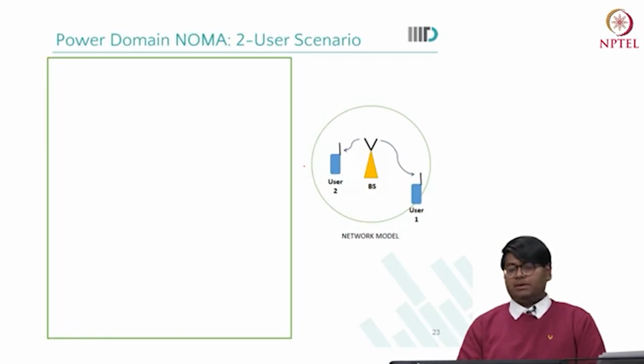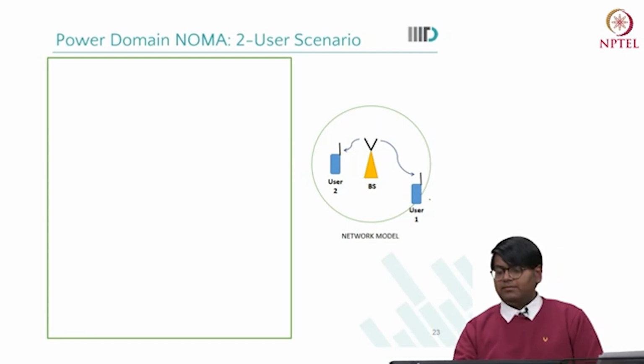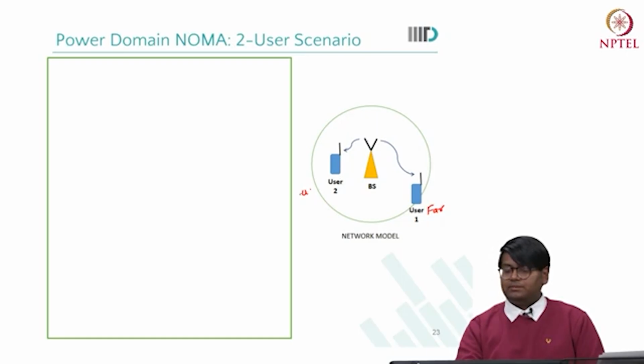So this is a simple scenario where we consider a base station communicating to two users. This is a downlink scenario where we consider two users, user 1 and user 2. User 1 is my far user and user 2 is my near user. The channel between the base station and user 1 is given by, let's say, H1, and the channel between the base station and user 2 is H2.